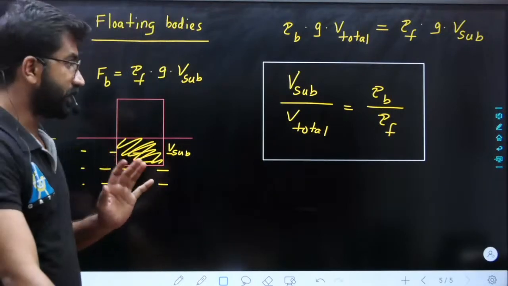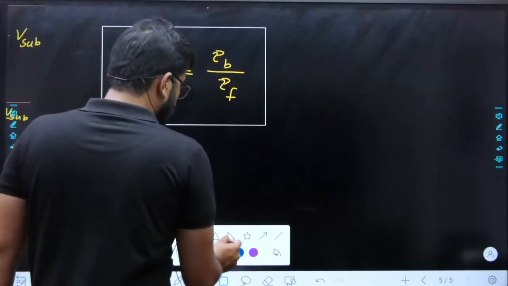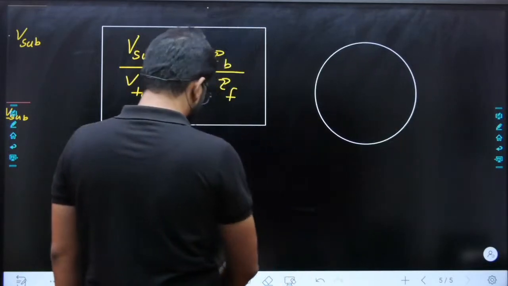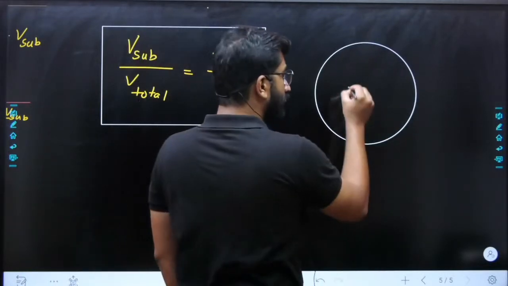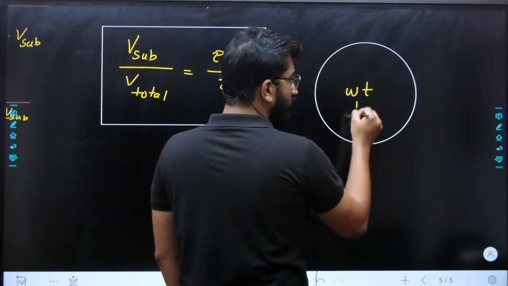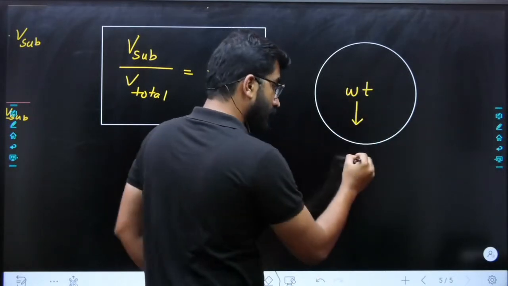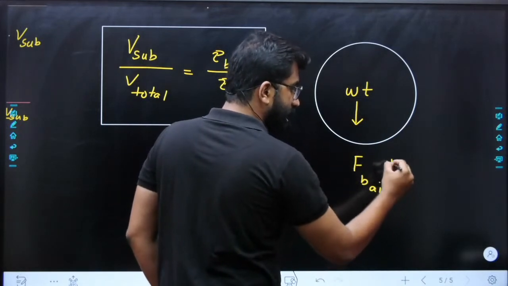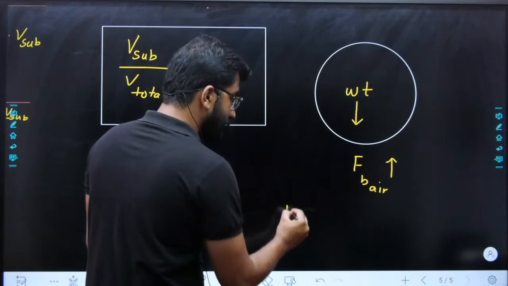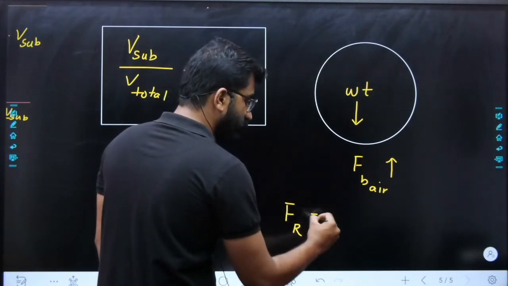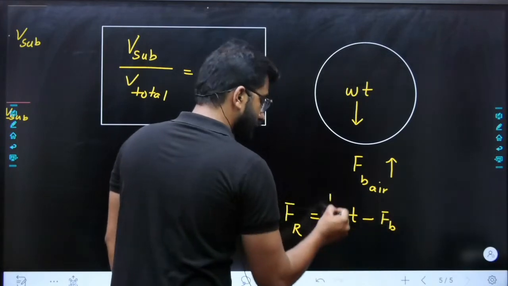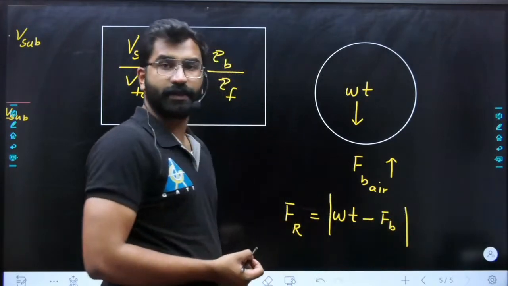Okay, so simple logic. Now, in case of a balloon, ये मेरे पास एक balloon है. Balloon में क्या क्या forces act हो रहा है? Weight of the balloon is going down. Buoyancy given by air is acting in upward direction. So what is the resultant force here? Resultant force will be weight minus buoyancy. So magnitude of this is the resultant force.